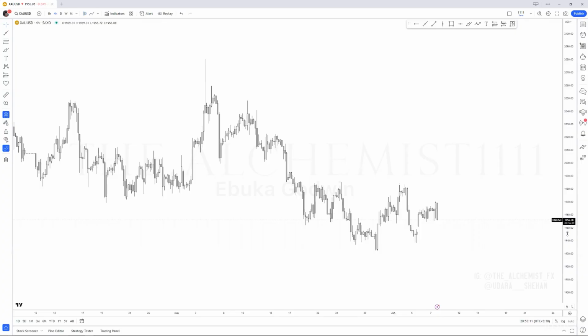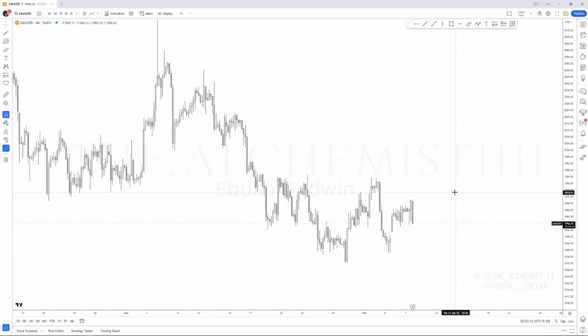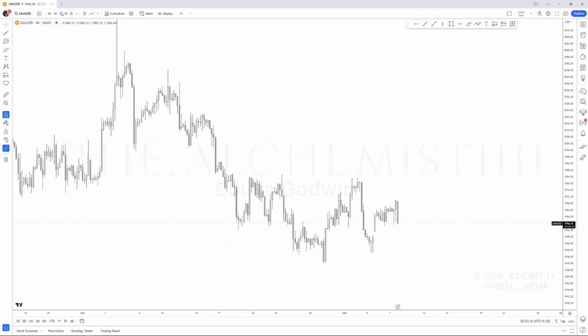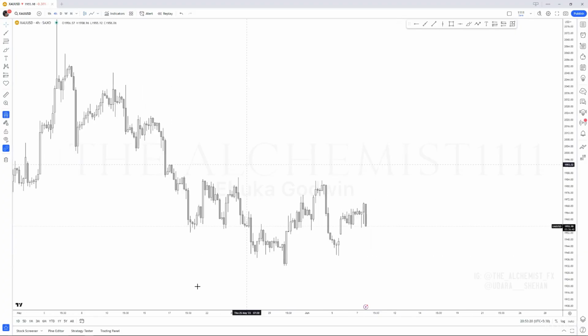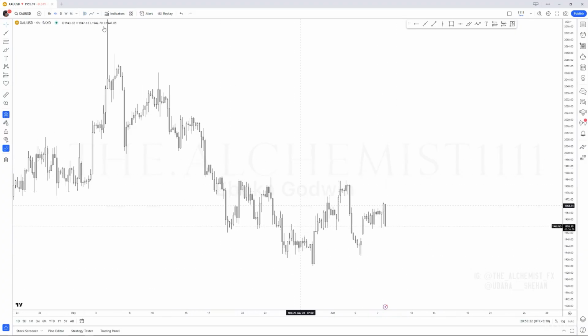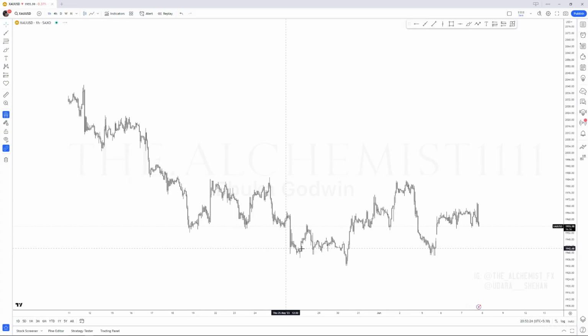So now let's start with the continuation trend line. It could be on any time frame. I'll show you. Do we have anything here? Some continuation trend lines. Yeah, I remember this H1 trend line we had up here.